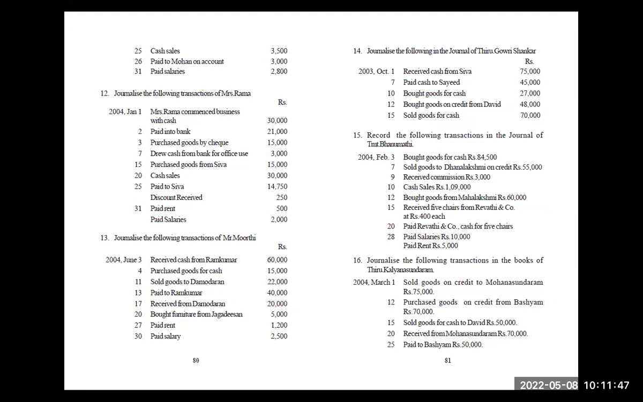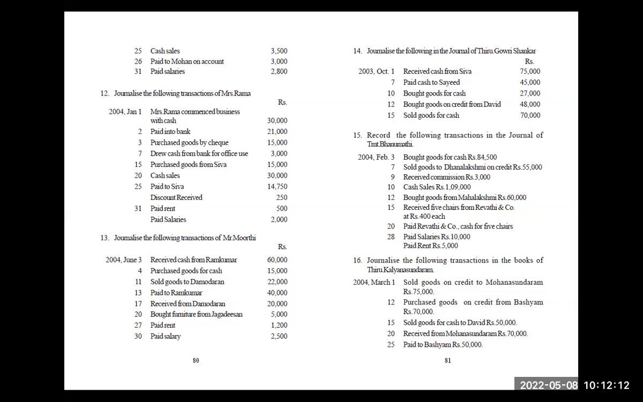Bought goods for cash, rupees 84,500. Purchase account debit to cash account 84,500, being goods purchased for cash. Good. 7th February, Dhanalakshmi account debit to bank account.